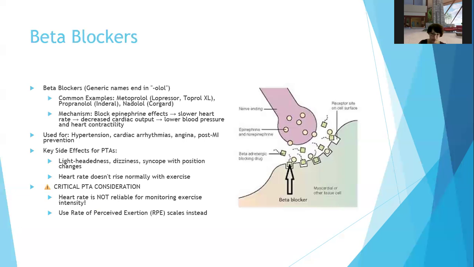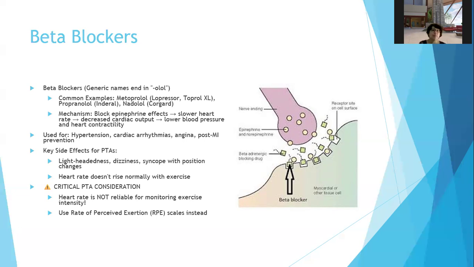So beta blockers, the generic names of beta blockers end in olol: metoprolol, propranolol, nadolol. That's their generic name, and then each has a trade name. Inderal is a common one you see, or Lopressor.